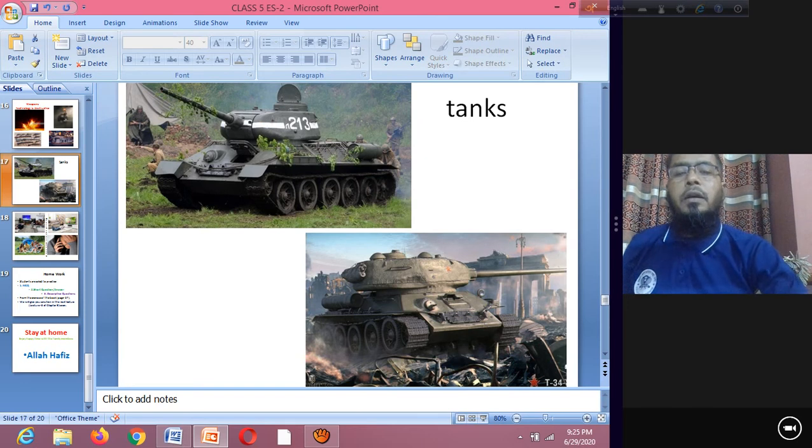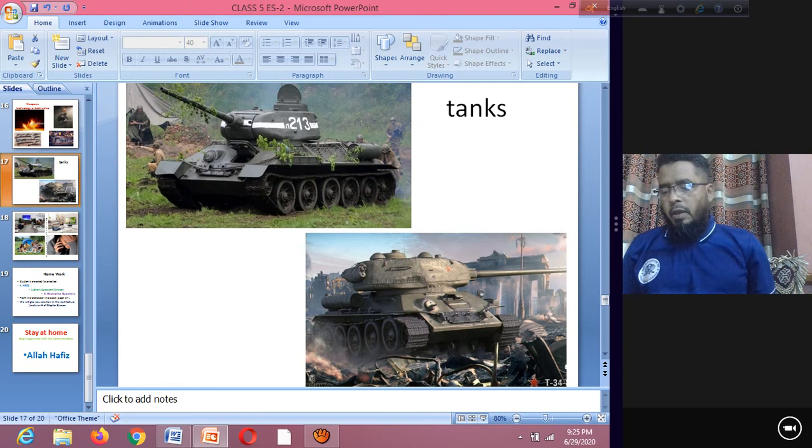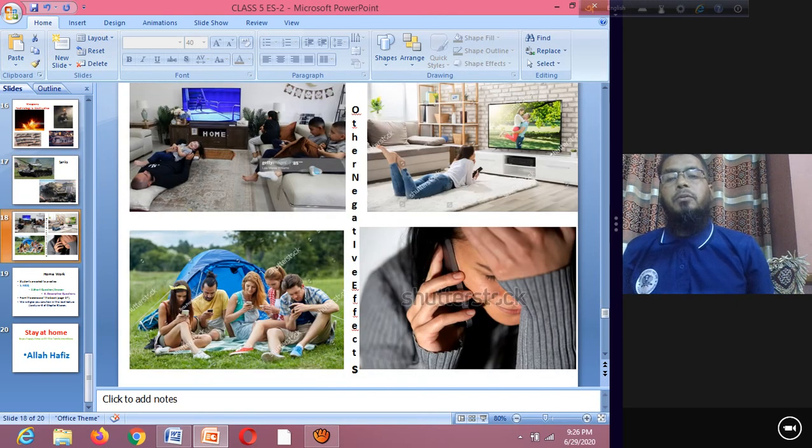You can see tanks. These are used in fights, in war, and tanks actually destroy villages and locality areas. So these two pictures are about tanks. They are destructive. Actually, the horrible application of science knowledge is the improvement of weapons technology like bombs, tanks, or guns. And we are suffering from some other negative aspects of technologies.